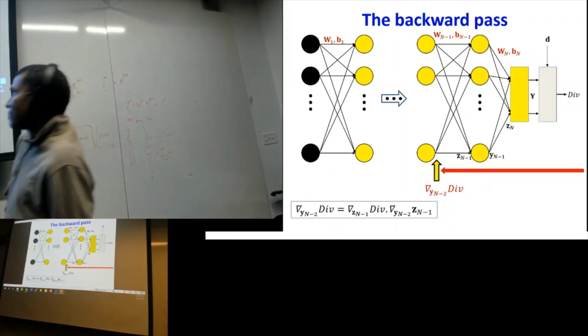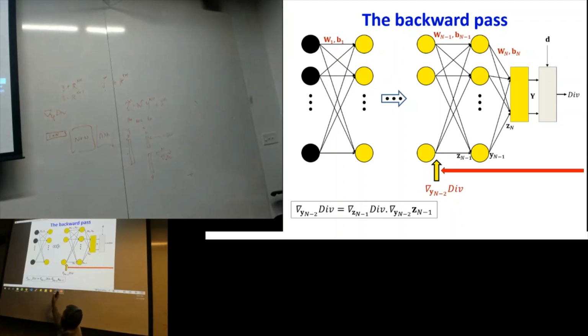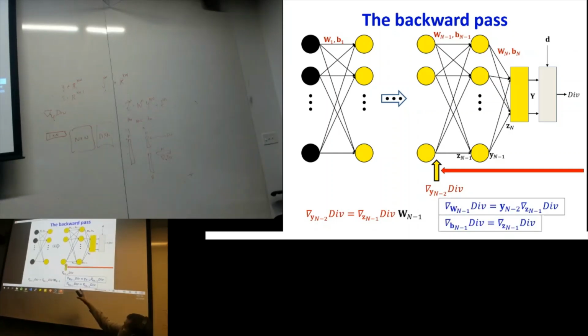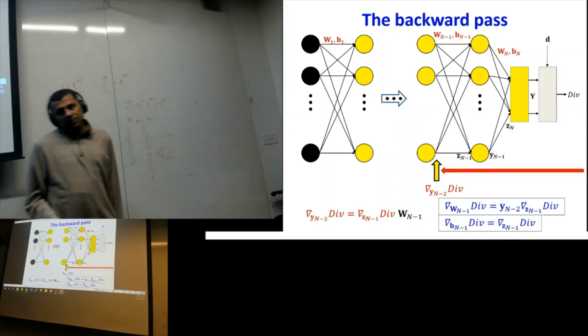Having done this, now I can take a step back and use the same chain rule to compute the derivative of the divergence with respect to y, and that's going to be the derivative of the divergence with respect to z times the derivative of z with respect to y, which is simply the weights matrix. And so this has already been previously computed. I'm just going to multiply that on the right by the weights matrix. Off the side, I can also compute the derivative of the divergence with respect to the weights matrix, which is y times the derivative of the divergence with respect to z. And I can also compute the derivative of the divergence with respect to the bias, which is simply the derivative of the divergence with respect to z.